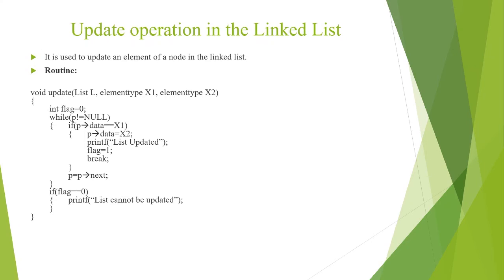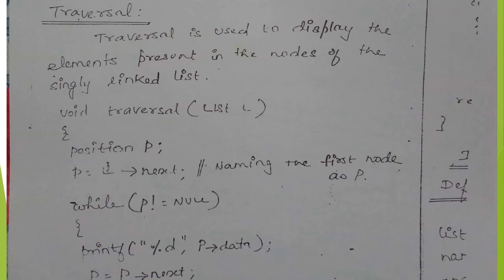If the element to be replaced is not found, the control should move to the next element of the list. So to go to the next node, we use p = p->next. This while loop will be continued until the last element of the node is reached in the list. Then if flag is equal to 0, it means the element to be replaced is not in the list. So a print statement "List cannot be updated" will be displayed on the screen.